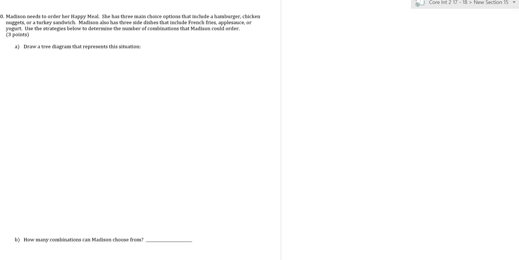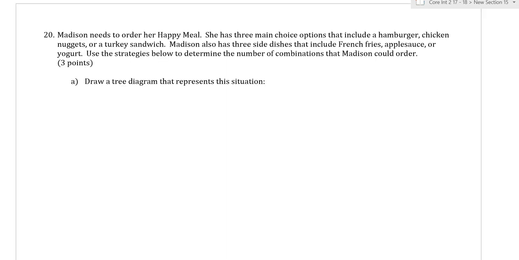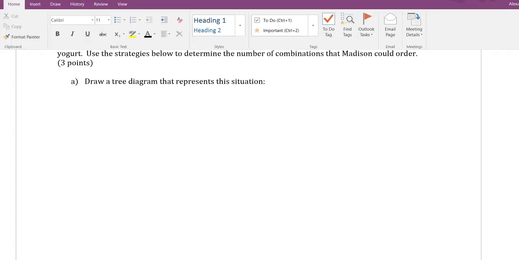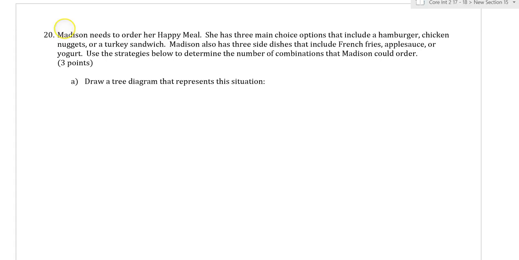All right, looking at number 20. Madison needs to order her Happy Meal. She has 3 main choice options that include hamburger, chicken nuggets, or a turkey sandwich, right? So that's my first choice. So I have hamburger, chicken nuggets, turkey sandwich. Just going easy like that.